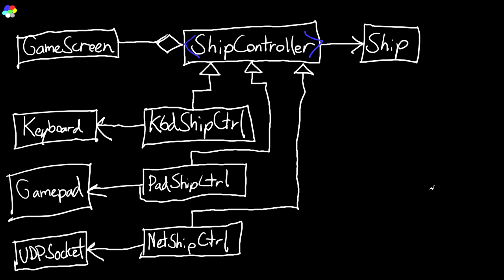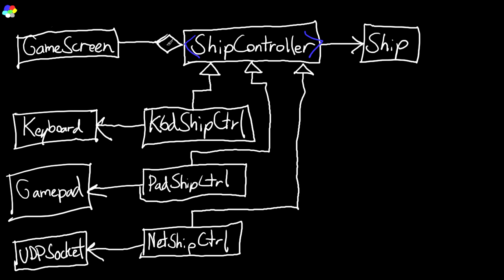Because we can also have other kinds of controllers that inherit from ship controller, like the pad ship controller, and it will have a reference to a gamepad, and it will process that input to control the ship. And you could also have, let's say, a net ship controller, and it will control the ship based on input from a socket, like a UDP socket.